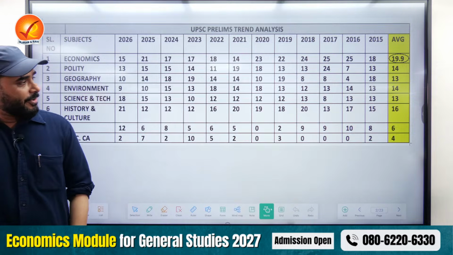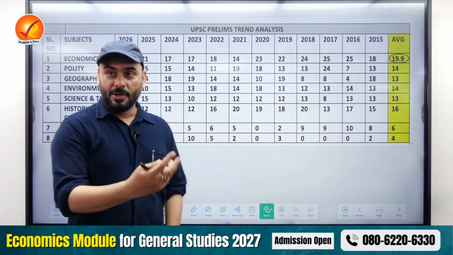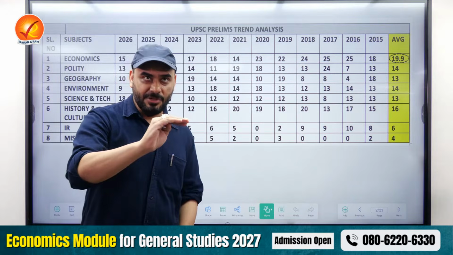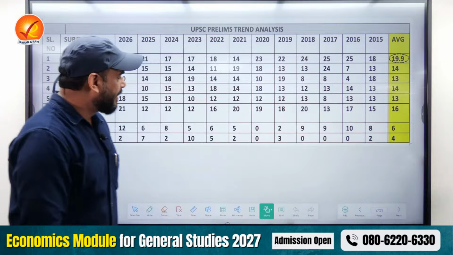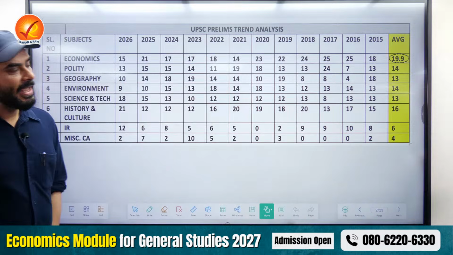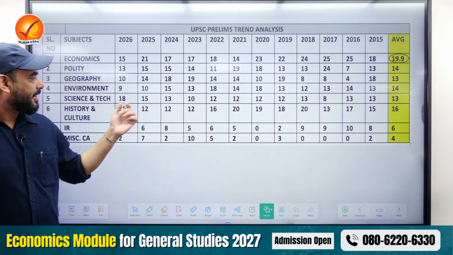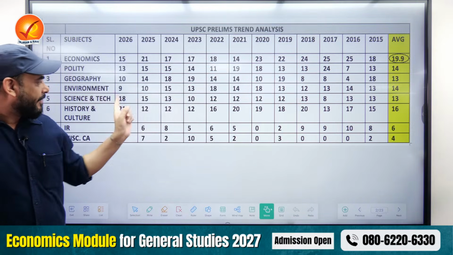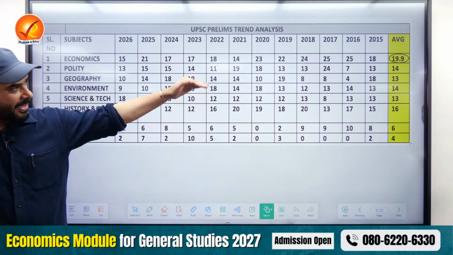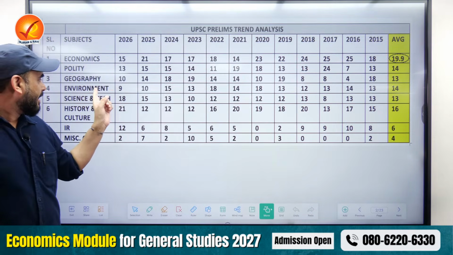So the average number of questions from, let's say, IR. Look at IR playing such a big role from almost negligible in prelims to 6 questions on an average. I would say a huge jump. Then you have history and culture, average 16. It can go up to 20, 25 as well. Then you have science and technology. See, this year it was around 18, 19 somewhere. But on an average, because earlier the weightage given to science and tech was not as high as these days, average is slightly low only.